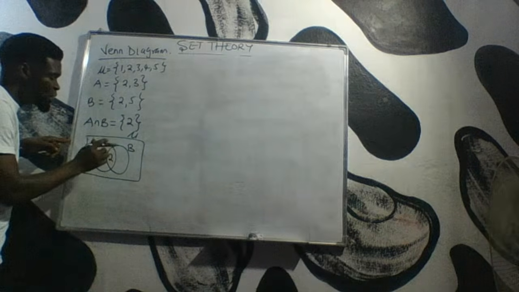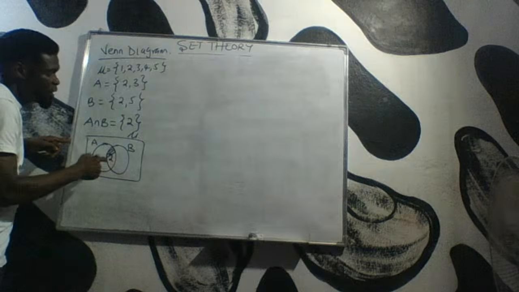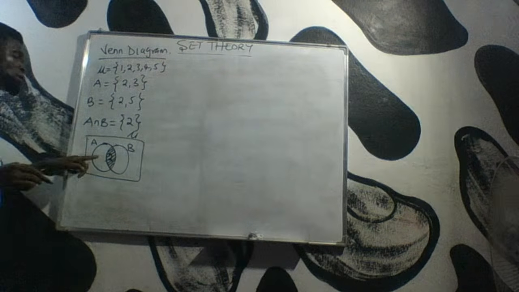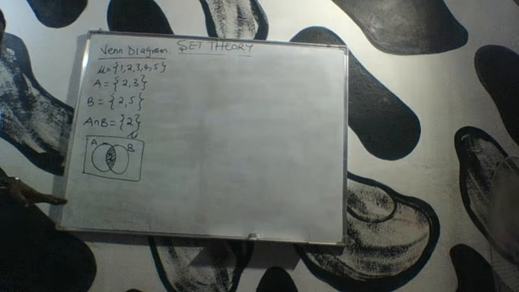That means that this region here stands for intersection. As you can see, there are elements there too, things that shape this region. So that's the shaded region that I'm interested in.